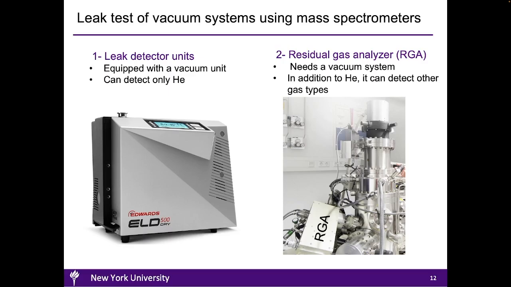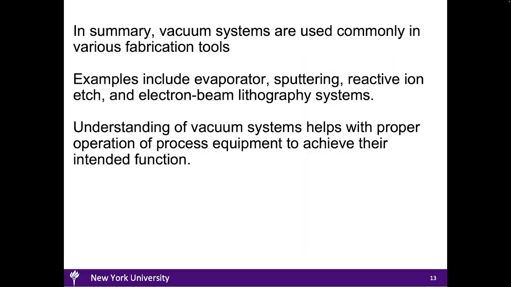such as material synthesis. To conclude this discussion, it is important to reiterate that vacuum systems are pervasive in semiconductor manufacturing. They're commonly used in various machines, from reactive ion etchers to evaporators to e-beam lithography systems. Therefore, understanding the principles of vacuum systems is crucial for properly operating semiconductor tools.